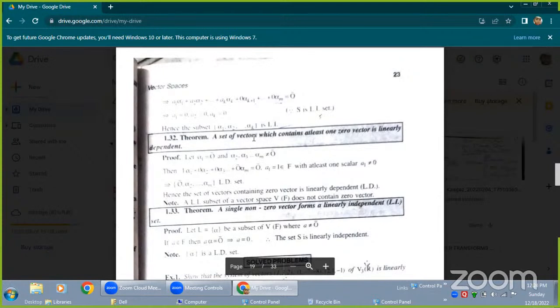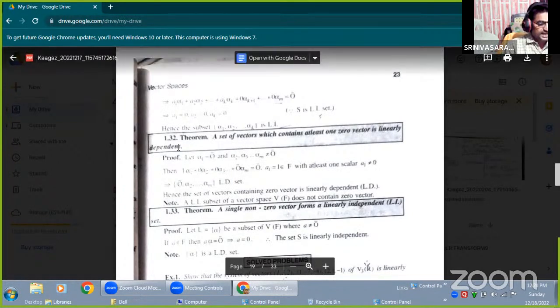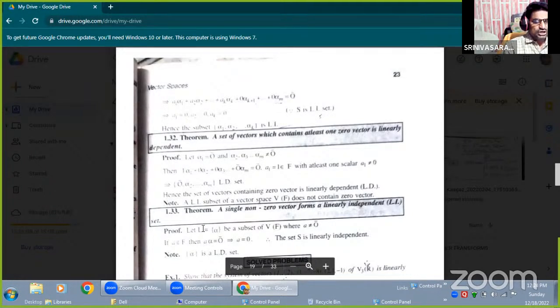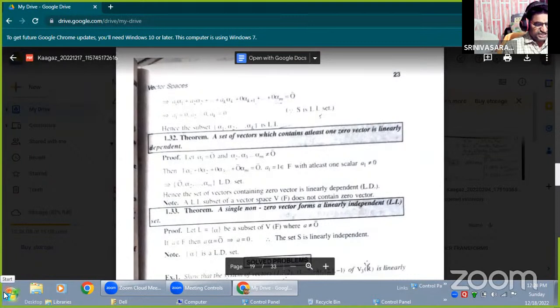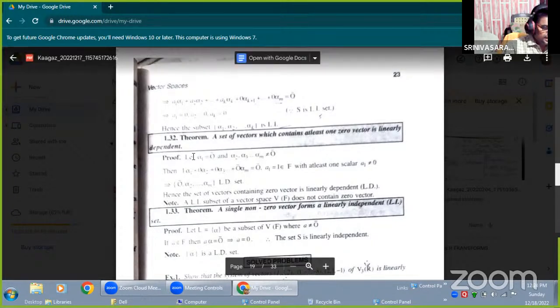Okay, now, a set of vectors which contains at least one zero vector is linearly dependent. In your textbook, all those theorems are given in the practice test, in the exercise part. All those proofs are available in this session. A set of vectors which contains at least one zero vector is linearly dependent.